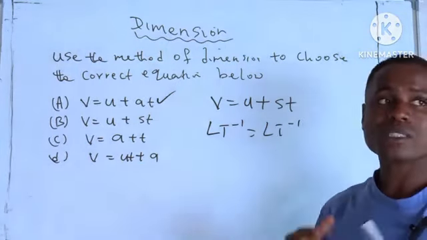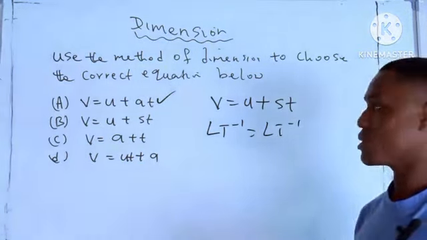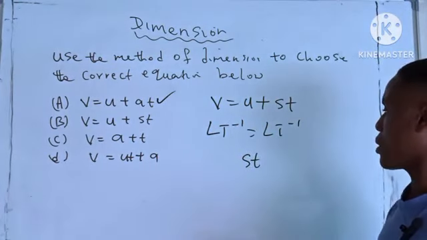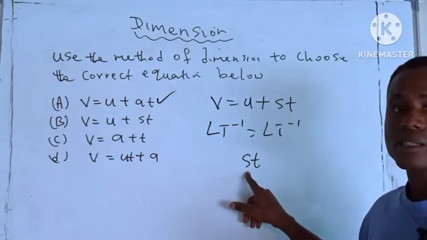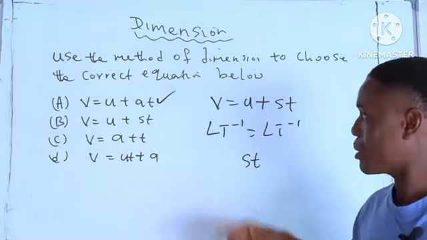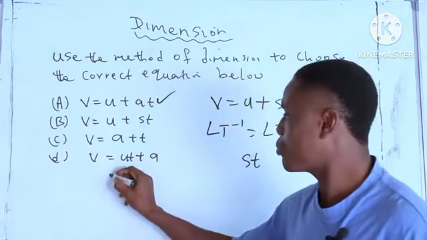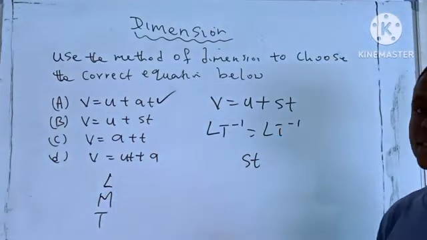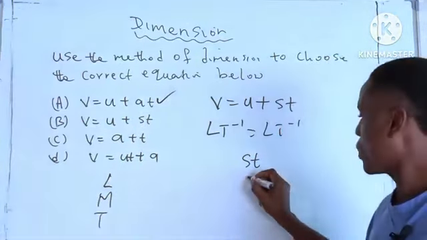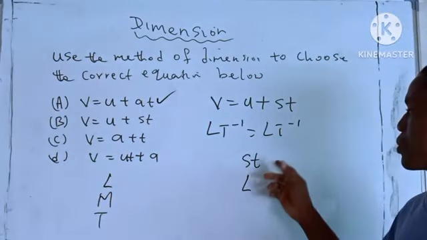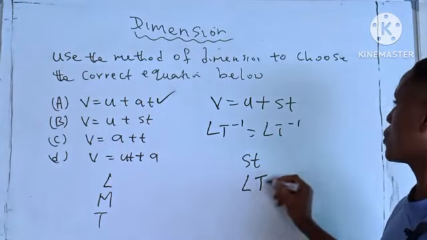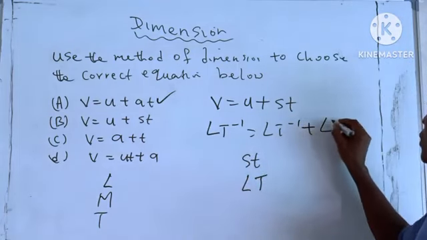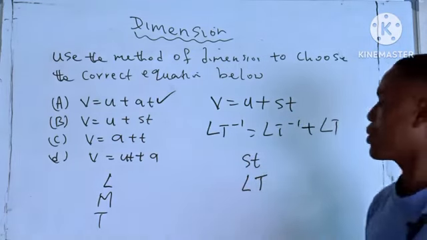S stands for what? Distance. I've told you guys before, S stands for distance. Now, distance is still the same thing as what? Length. Distance is still the same thing as length. So L. The dimension of time is T. So this is what we have, plus LT. Are you getting it now?